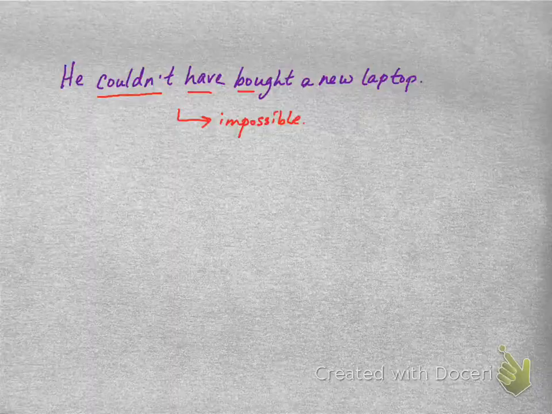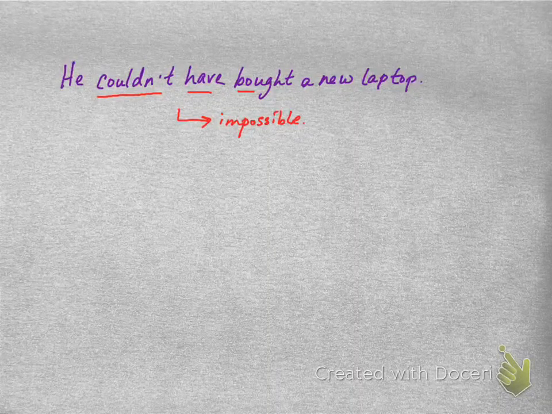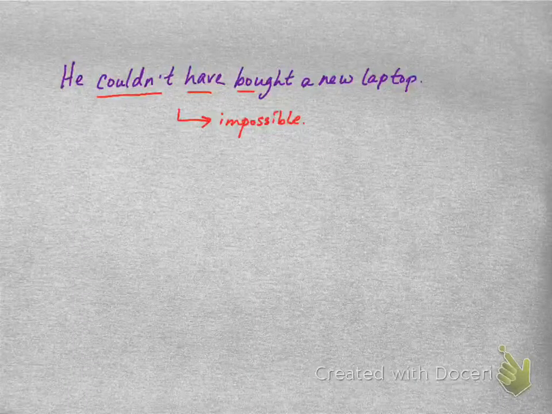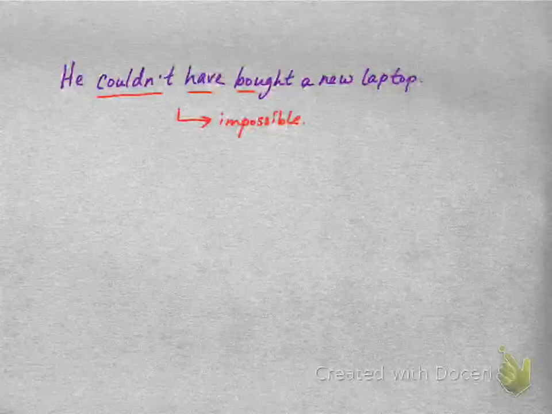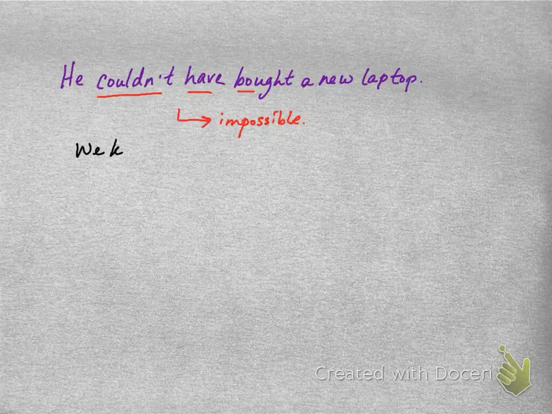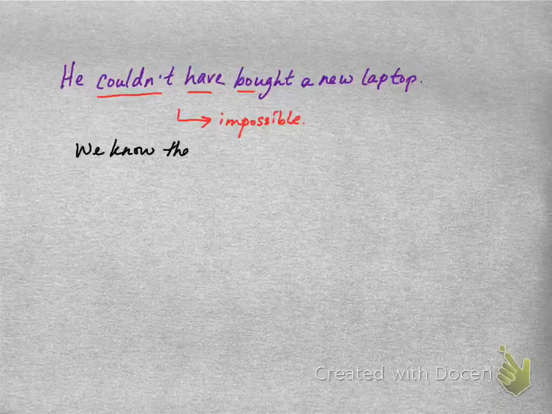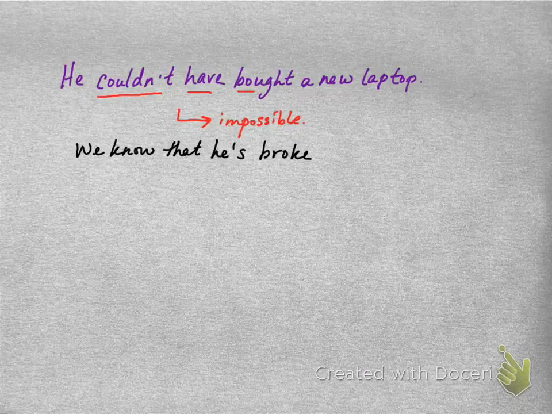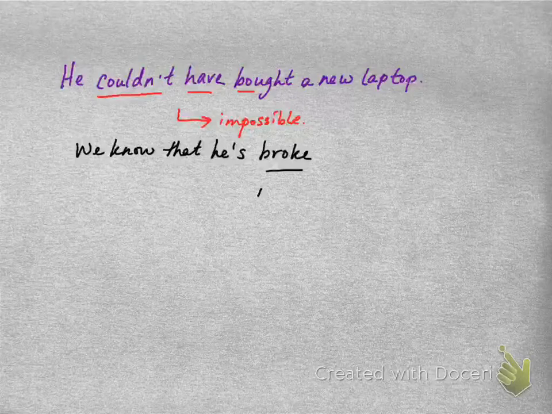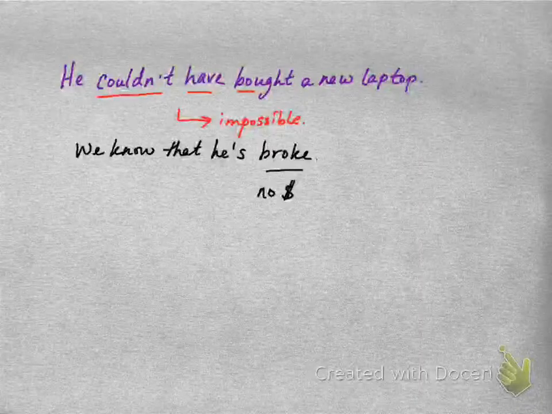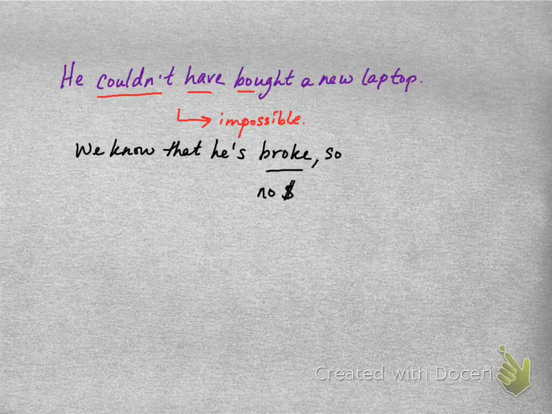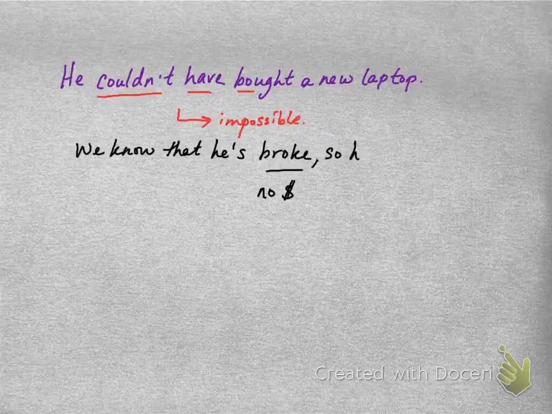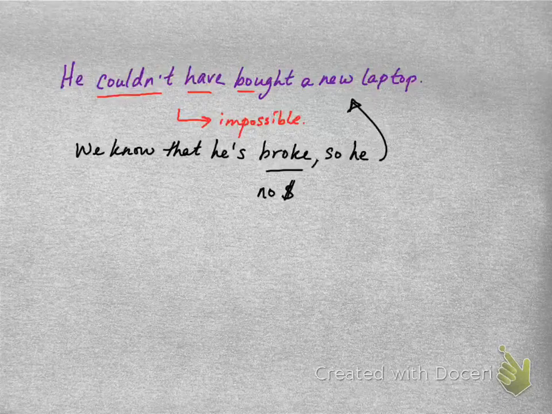So in order to say this sentence, we need to know why. Why couldn't he have bought the new laptop? What would be some reasons why? Okay. So maybe we know that he doesn't have any money. Okay. He's broke. Okay. Broke means that he has no money. Okay. So he couldn't have bought a new laptop.